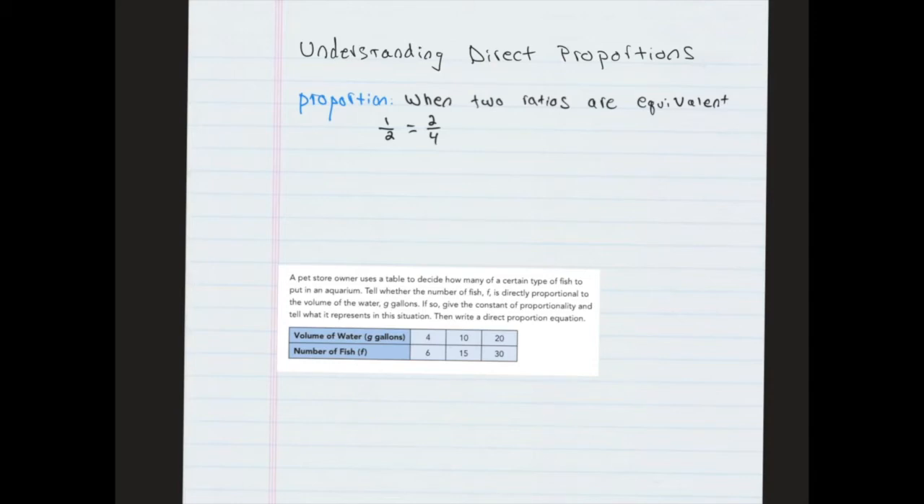So I'm going to keep going. Now we're going to go over what's called the constant of proportionality. And this is kind of like a unit rate. And a lot of times it's referred to as the COP, okay? And its variable is K.